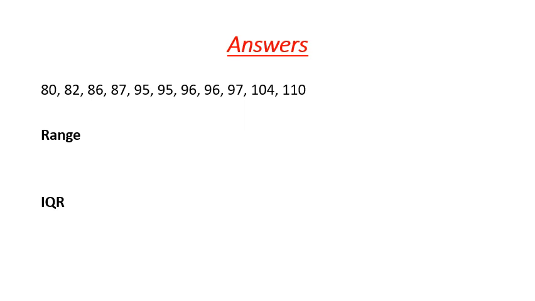Okay, so remember the first thing you need to do with any set of data is put it in numerical order from smallest to largest, which is essentially what we've done here. The range is fairly simple. We know it's our maximum value take away our minimum value. In this particular case, it's 110 take away 80, which is going to give us a range of 30 points. We'll say points because we're talking about basketball values.